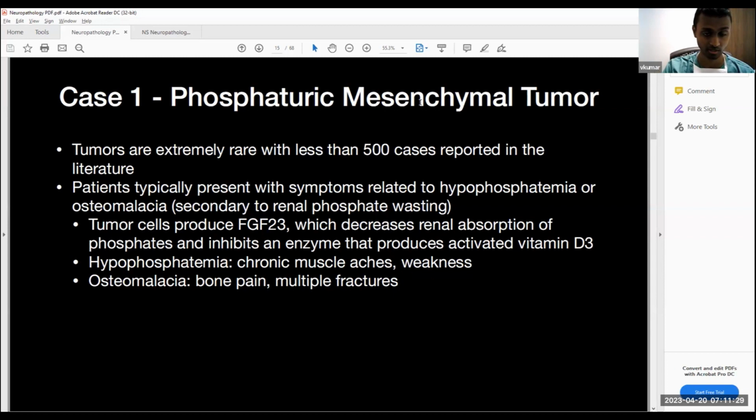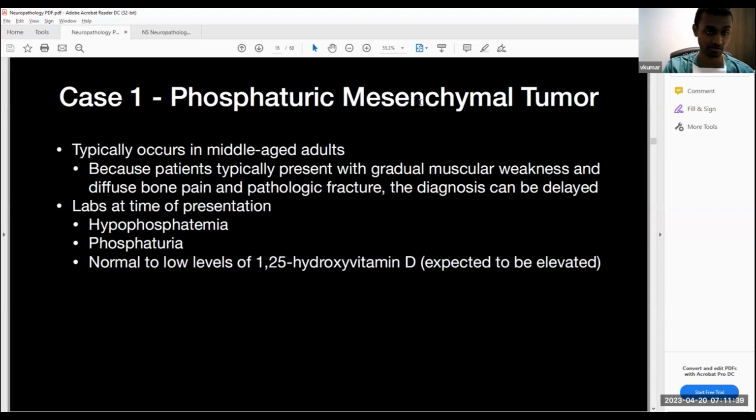other places as well. And the way this works is the tumor cells produce FGF23, which decreases renal absorption of phosphate, and then basically inhibits the production of activated vitamin D. Typically occurs in middle-aged adults, and most patients typically present with gradual muscle weakness, diffuse bone pain, pathologic fracture. And because the presentation isn't necessarily localized to where the tumor is, a lot of times the diagnosis is delayed.